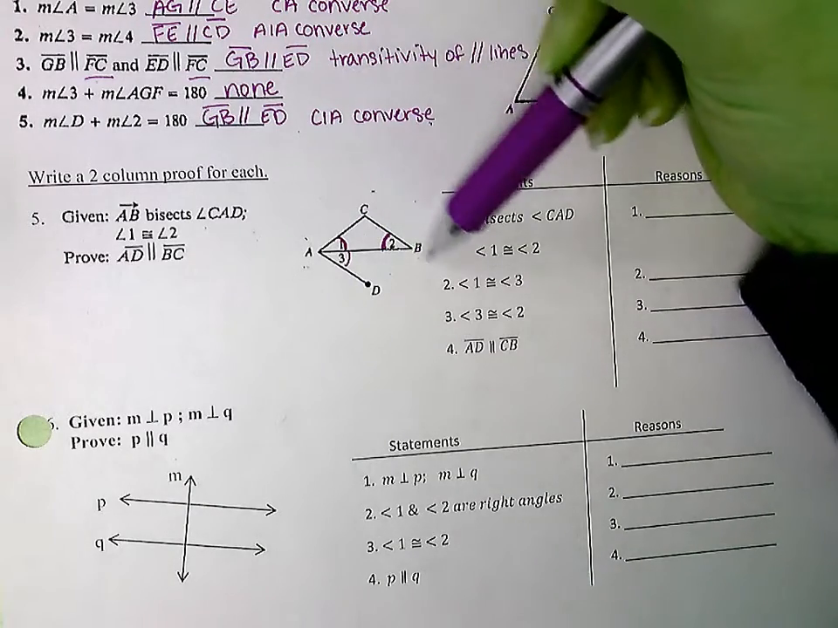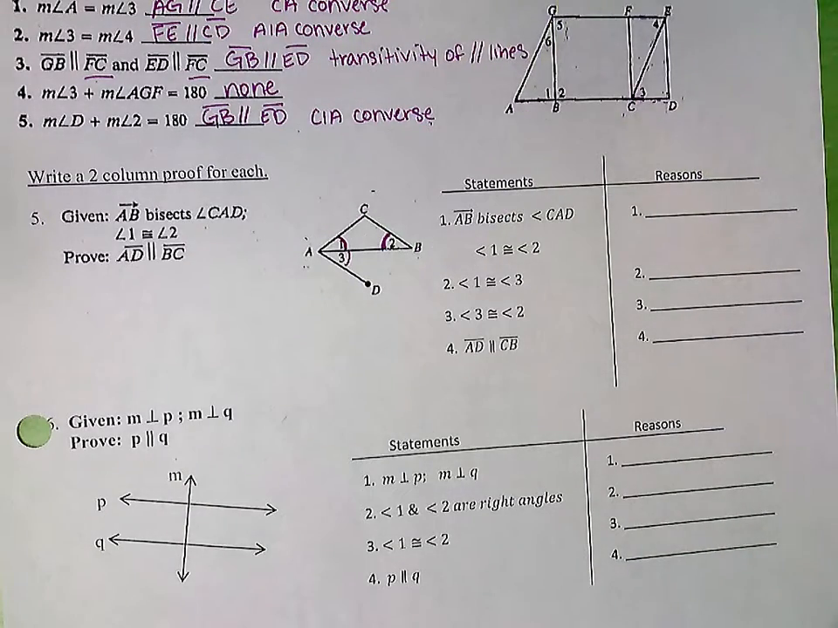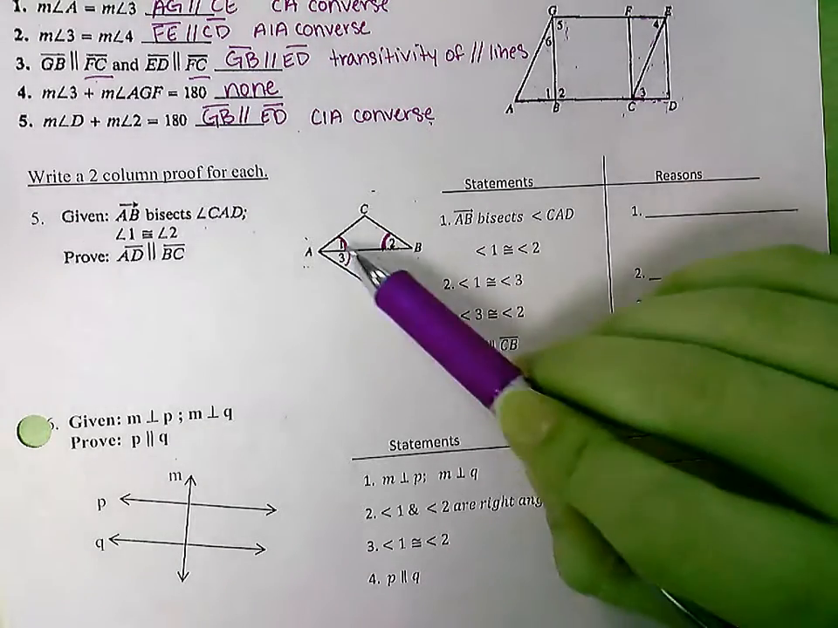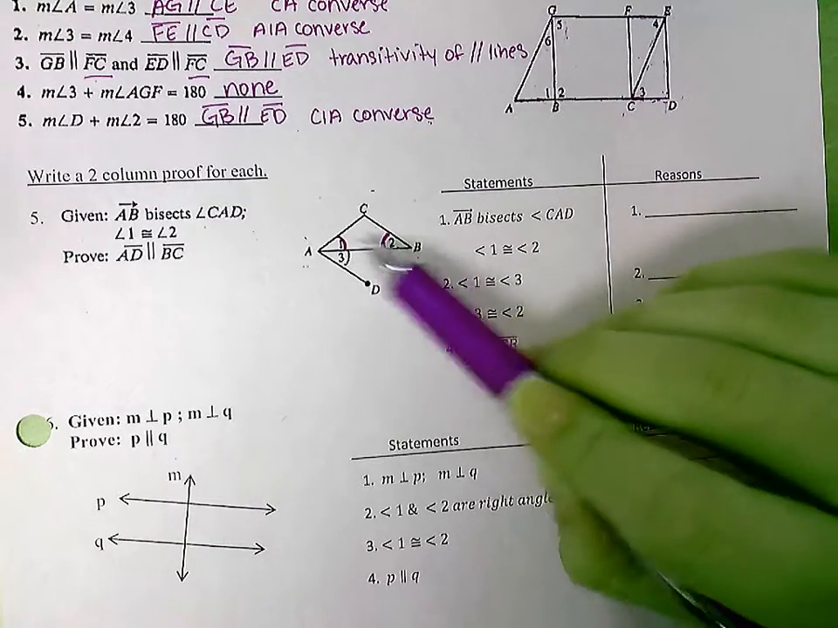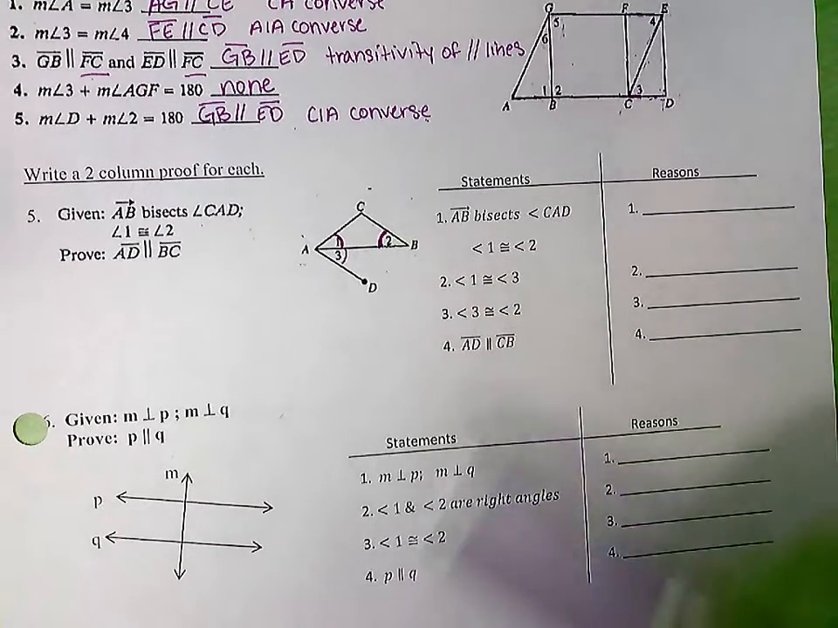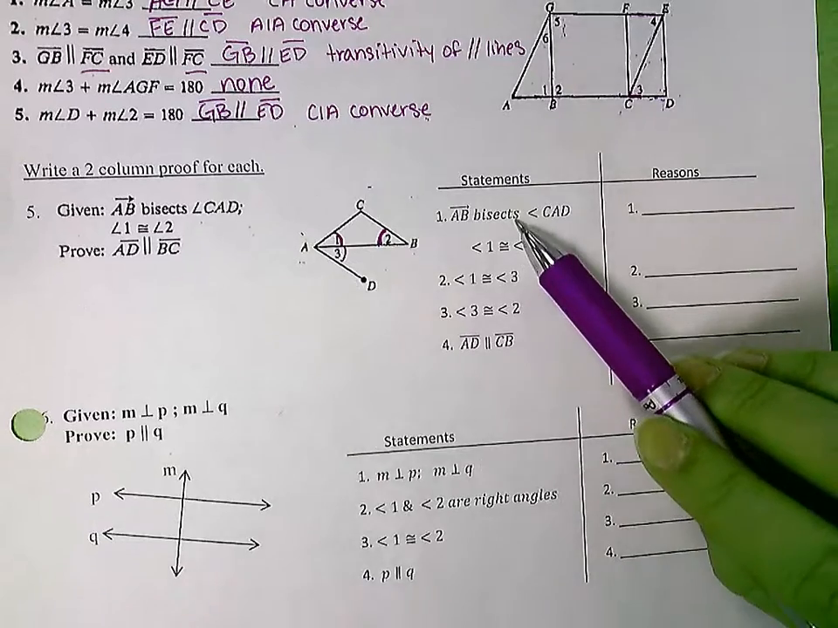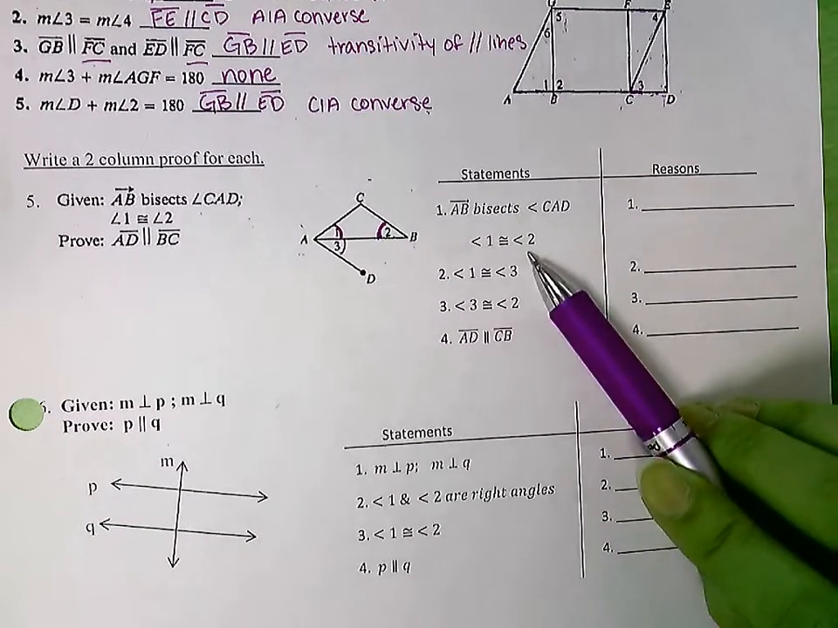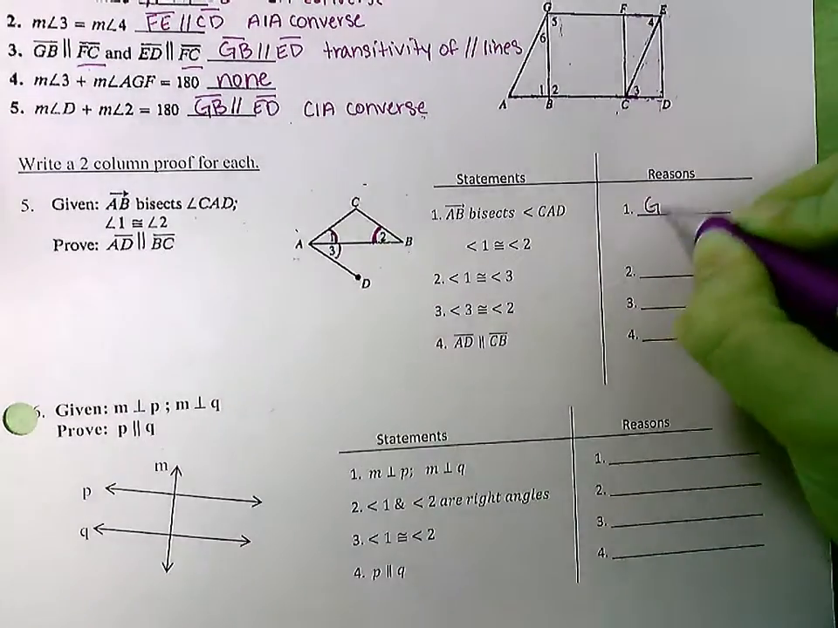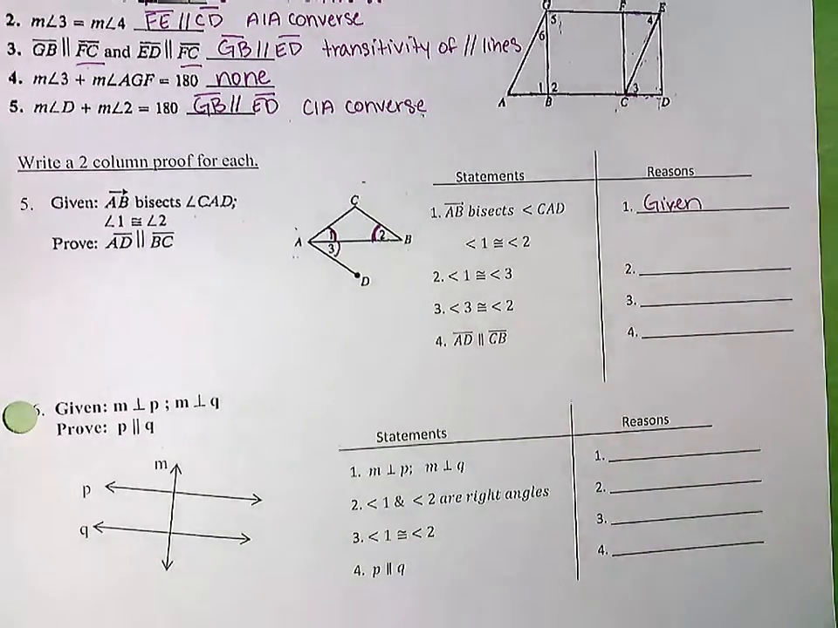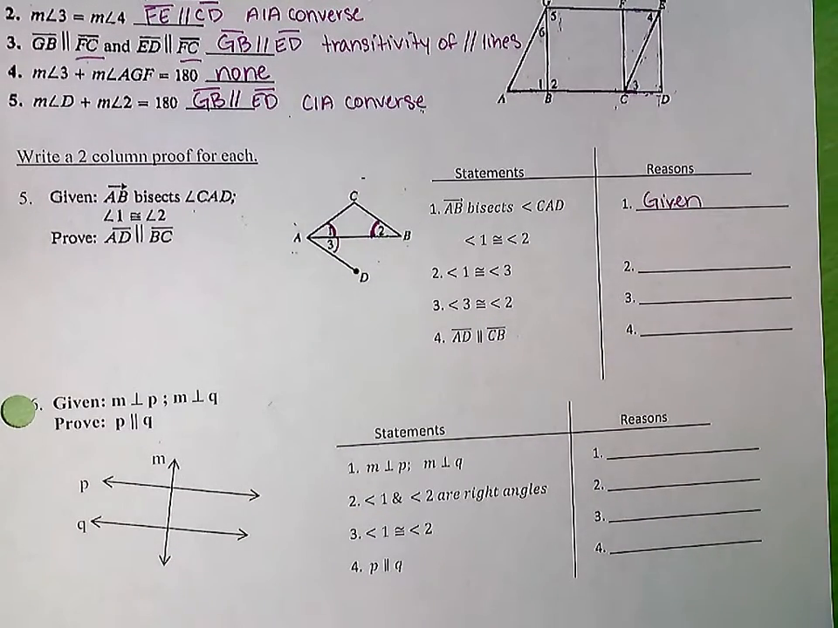Somehow I have to get congruent angles or supplementary angles to use one of my converses. That's what I need to use when I'm proving lines are parallel. So you're looking for those congruent angles within your picture. Starting off, my statements here, we always start with our given. That was our given information.